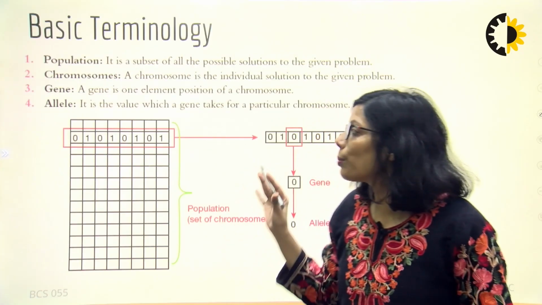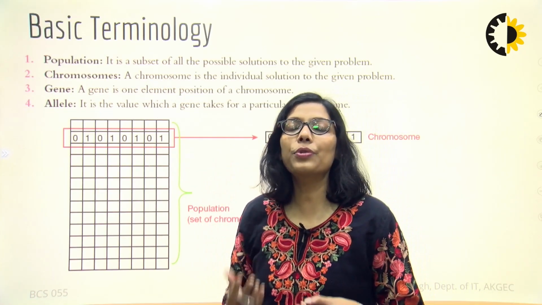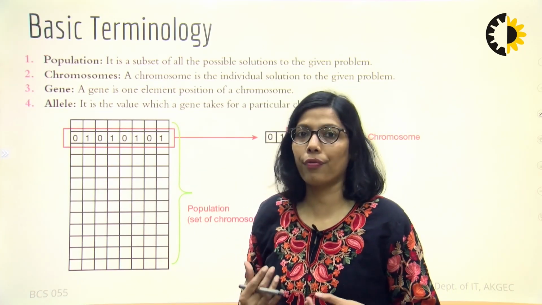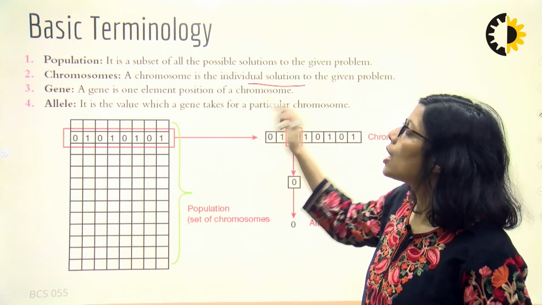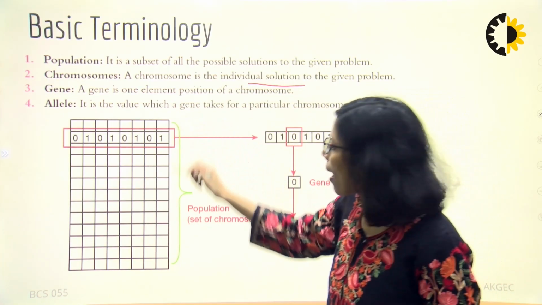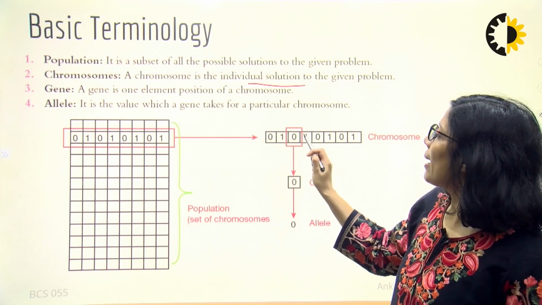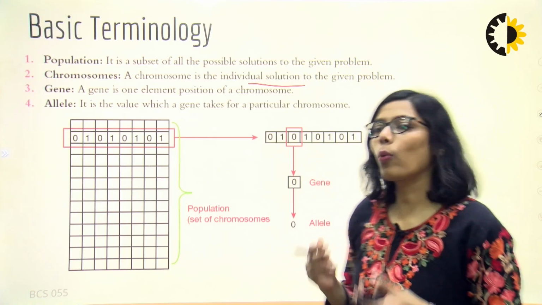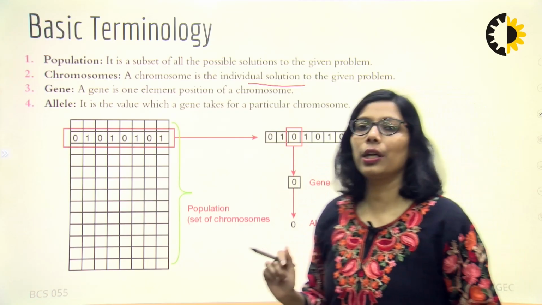Now in this, we basically use these terminologies. First is the population. Population is a subset of the solutions we have for the problem. Chromosome represents an individual solution. A gene represents one element position of a chromosome, or one solution, whereas allele gives you the value of that gene.